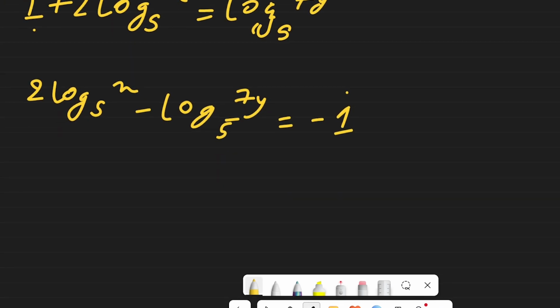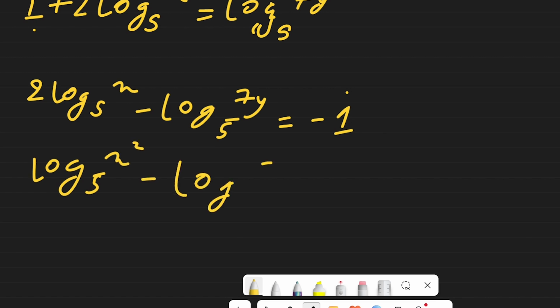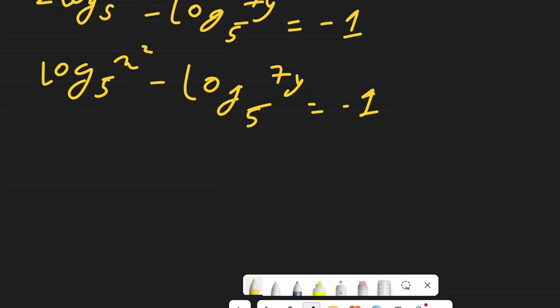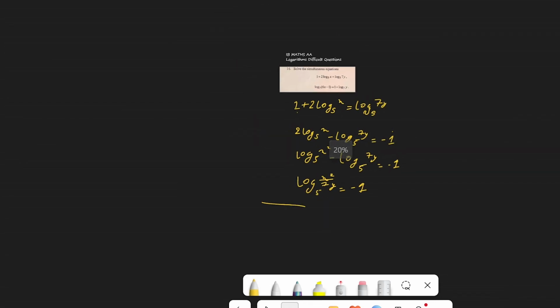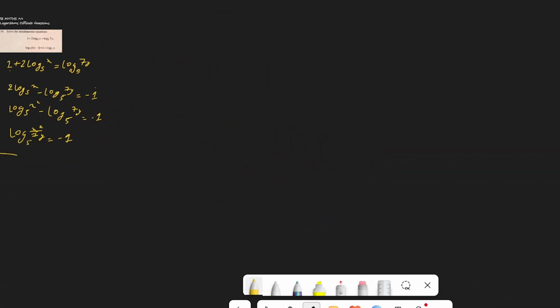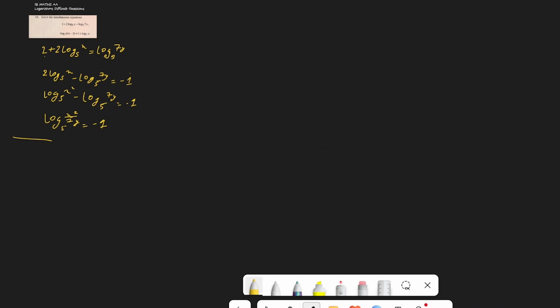Now there is a minus sign in between, but first of all we need to see the coefficients. Over here there's a 2 coefficient, so we will do it like this: log of 5x squared minus log of 7y to the base 5 is equal to minus 1. Now I can simply subtract, and that will give me log of 5x squared over 7y to the base 5 is equal to minus 1.